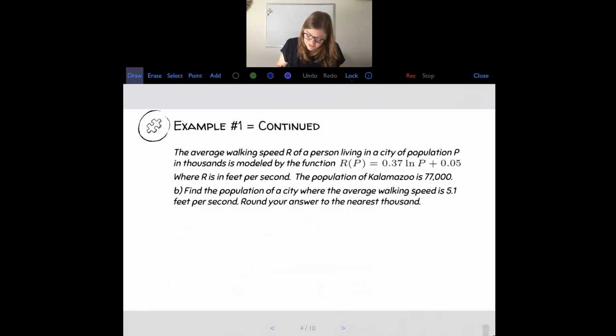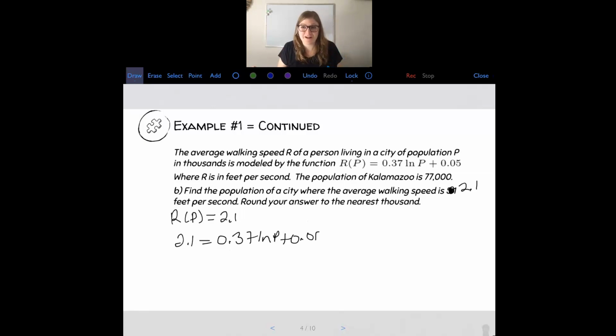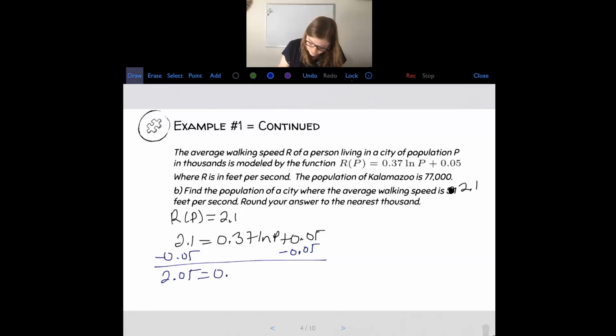Next, find the population of a city where the average walking speed, this should say 2.1 feet per second. Round your answer to the nearest thousand. Okay, so in this case, we don't know the population, but we know R of P. So R of P is equal to 2.1. And so we have 2.1 is equal to 0.37 ln P plus 0.05. And we have a logarithmic equation where what we're solving for is inside the expression of the logarithm. So we start by subtracting 0.05 from both sides to get 2.05 is equal to 0.37 ln P.